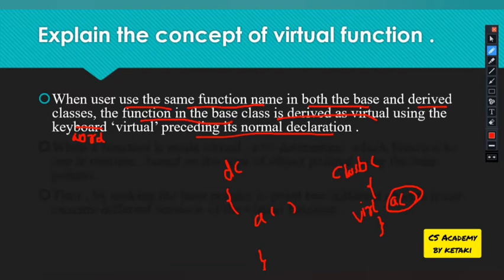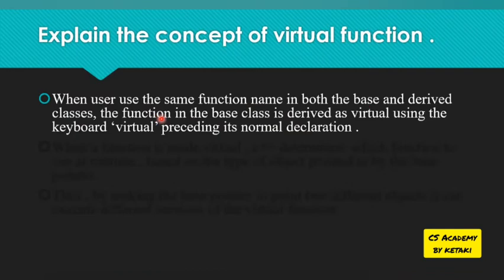So when the user uses the same function name, if there are two classes having the same function, we have to make the function present in the base class virtual. And how can we make that function virtual? By writing the virtual keyword preceding its normal declaration. So, understood the first point? Clear? Next point.